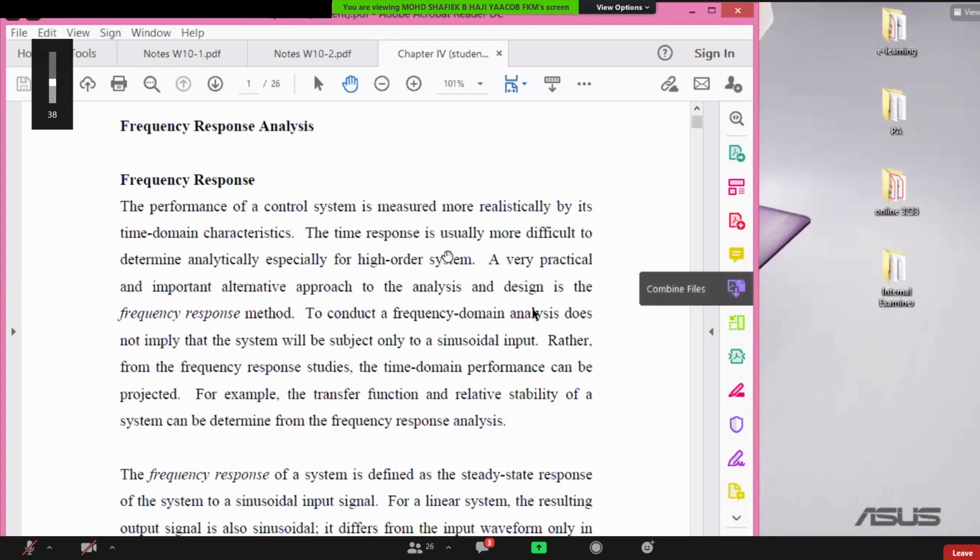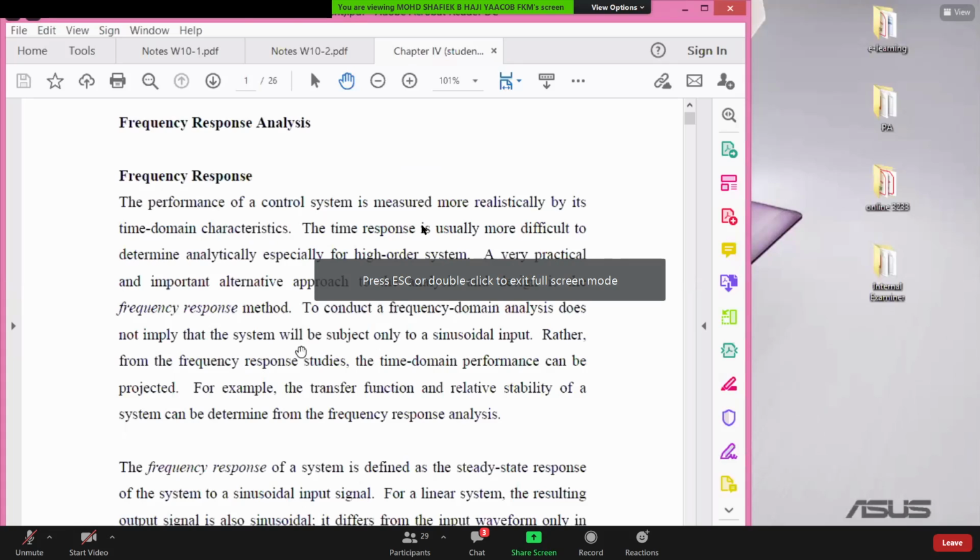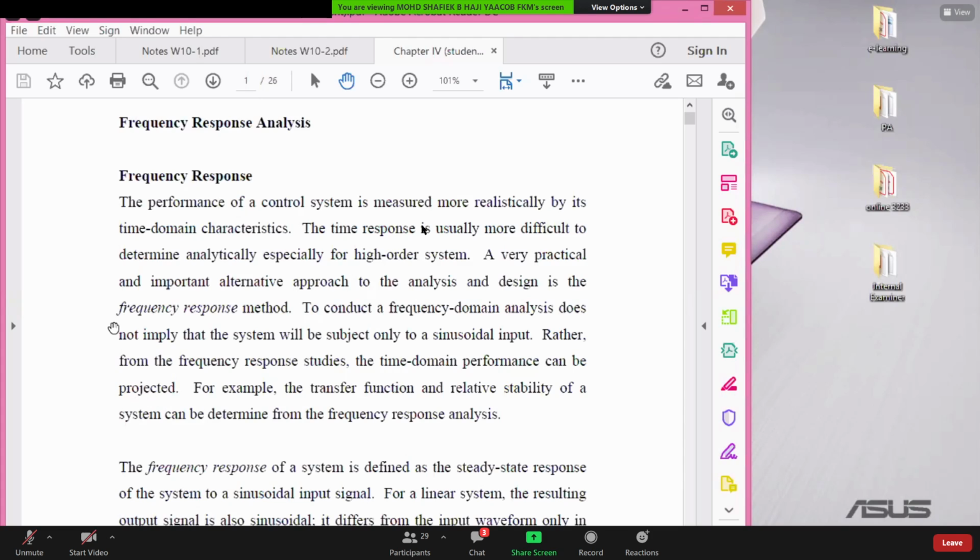So at the back of our mind, we should have this objective in mind after we learn how to draw this frequency response plot. Basically, at the end of this, we want to project the time domain performance of the system based on this frequency response analysis. We are not living in the frequency domain, we are living in the time domain. So this is a very important statement that you need to remember.